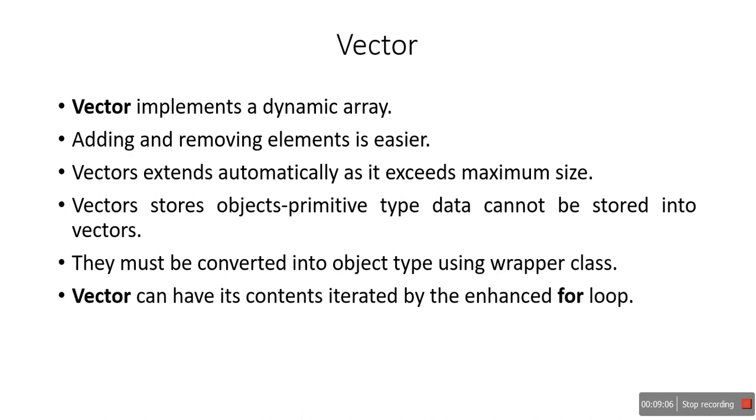Next, a vector can have its contents iterated by the enhanced for loop. It means you can iterate the vector elements through the enhanced for loop. Enhanced for loop means the for each. One example of an enhanced for loop is for each.